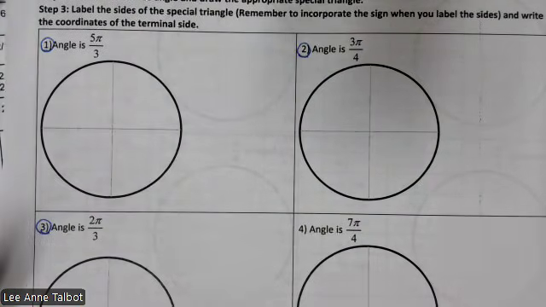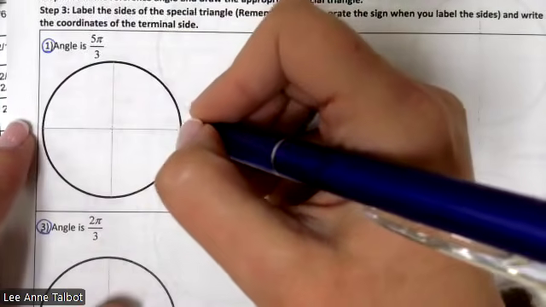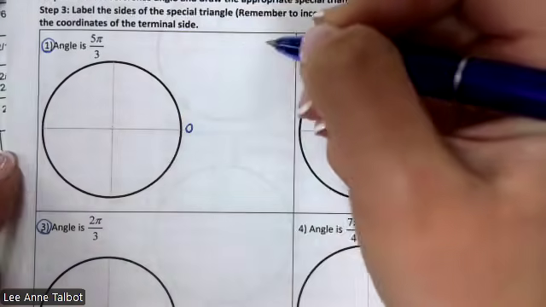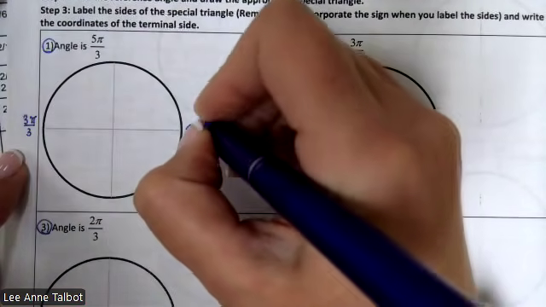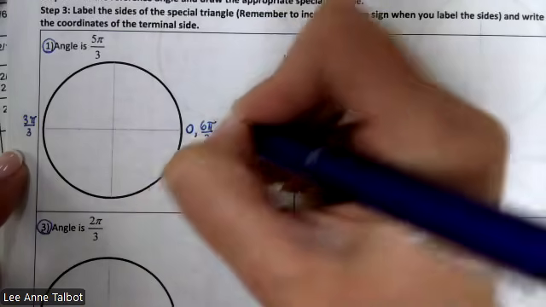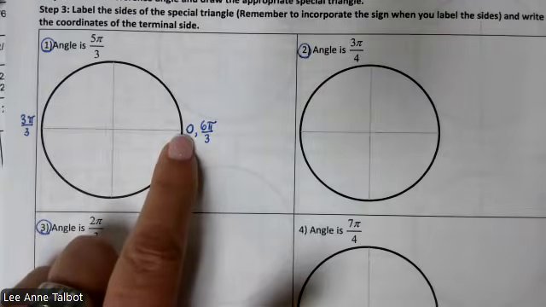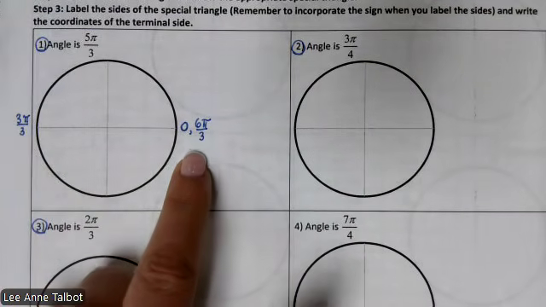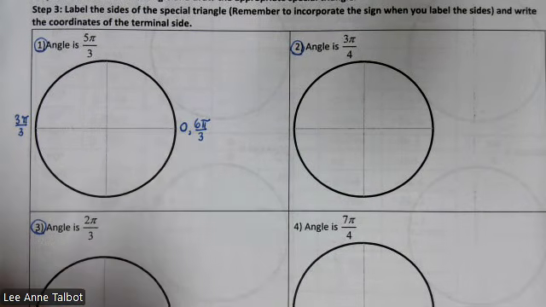Okay. So first thing I do on any of these problems is I label the x-axis. This is 0, 3 pi over 3, and 6 pi over 3. Does that make sense to you guys? So 0, that reduces to pi, and that reduces to 2 pi. And you work with whatever the denominator is in that particular problem.